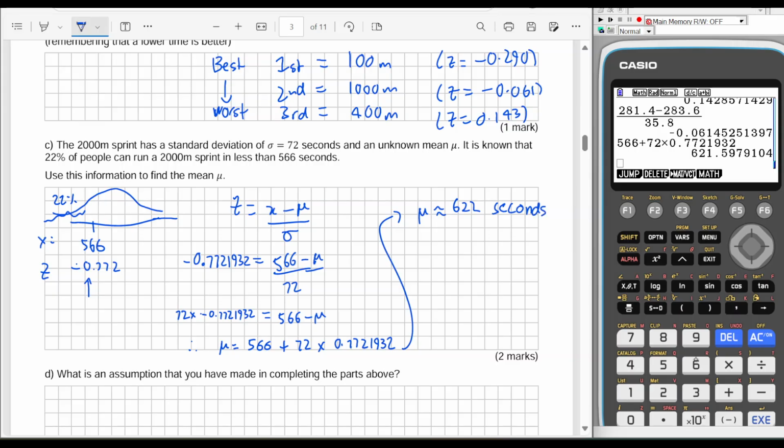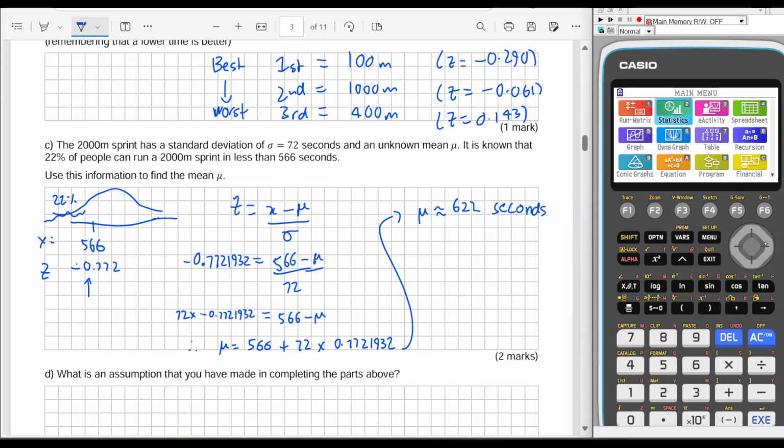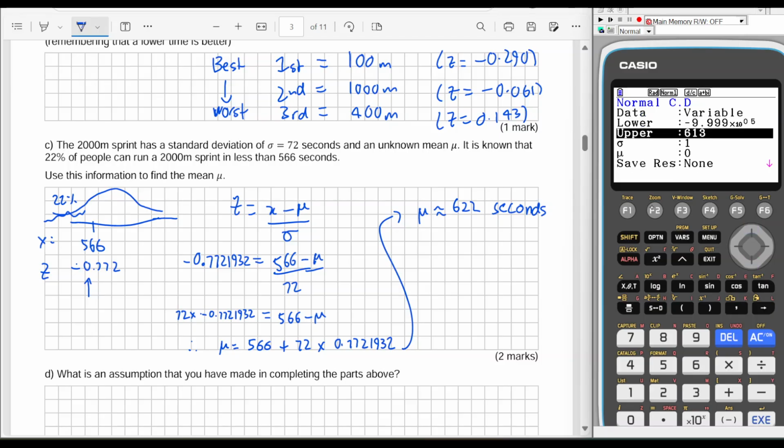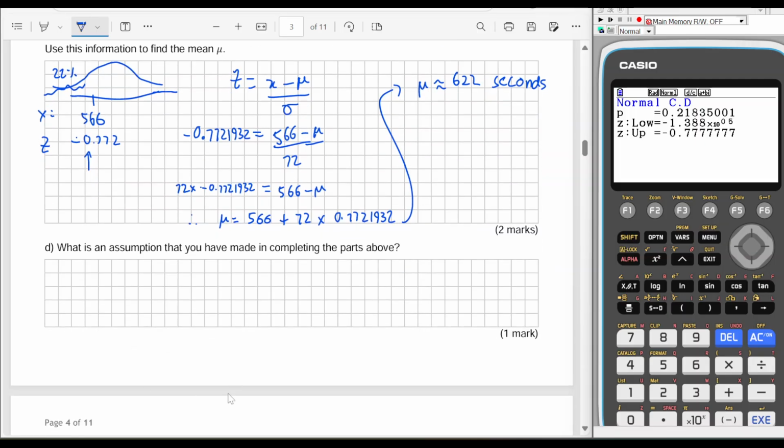Now this is one that you absolutely need to double check. So if you go into stats and then distribution, normal NCD, and your upper was 566 and your lower was minus and then a whole bunch of 9s, your standard deviation was 72 and the mean was what we just got, 622 approximately. Then we should get 0.22 or 22%, which I do. The reason I don't get exactly that is because I have rounded the mean, but that's pretty much what it is. What is an assumption you've made?